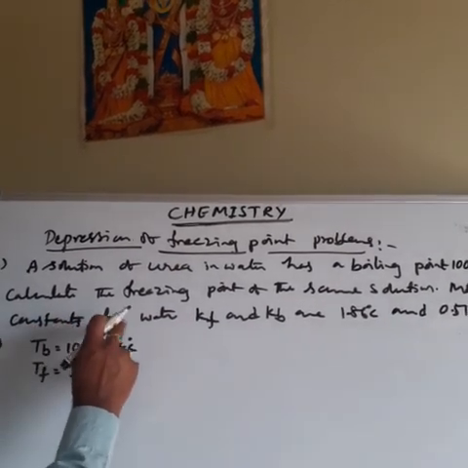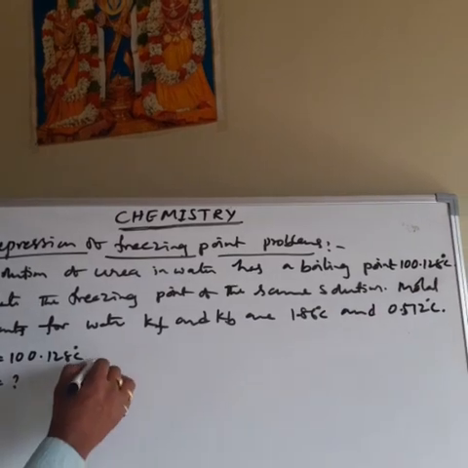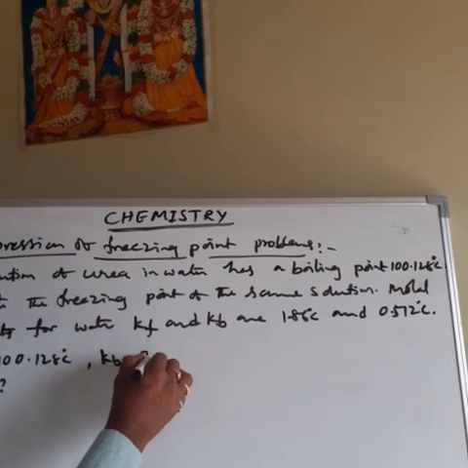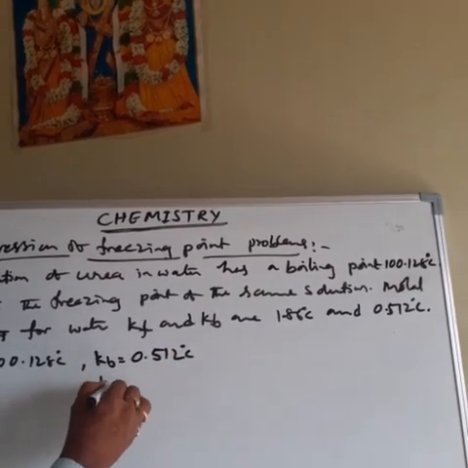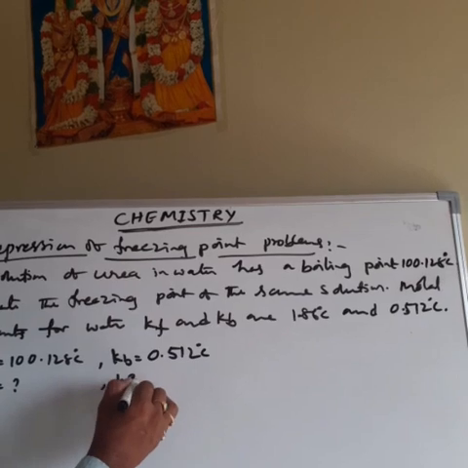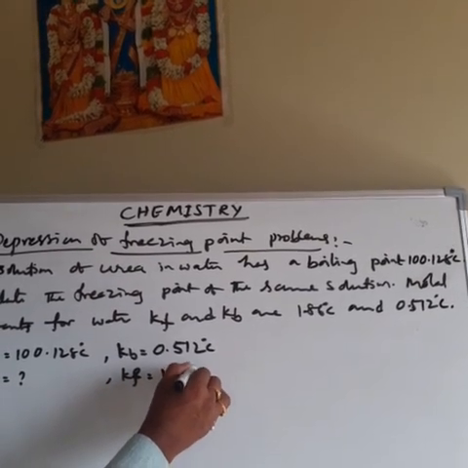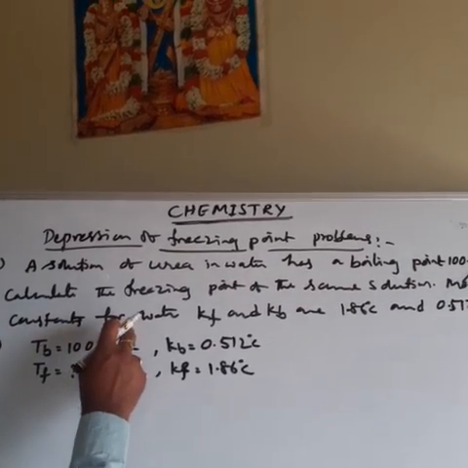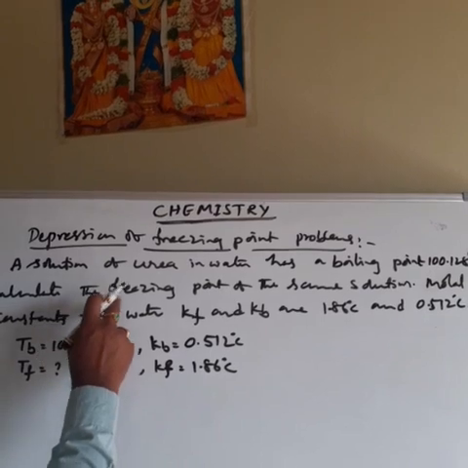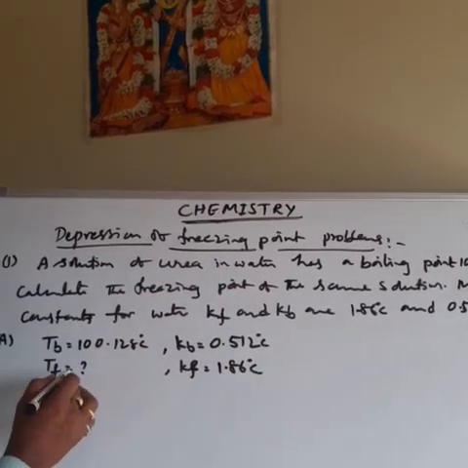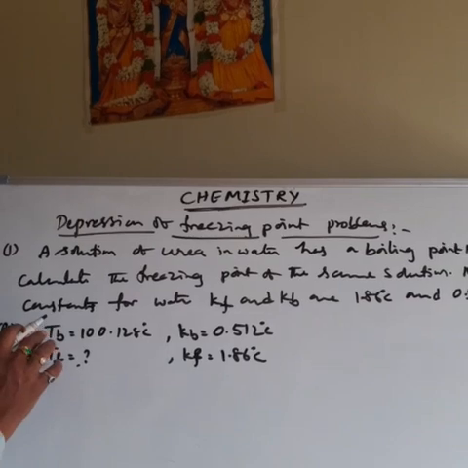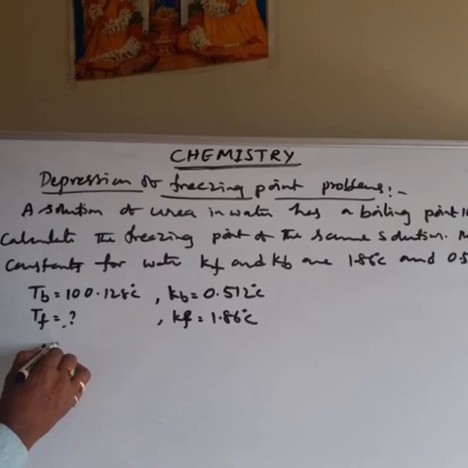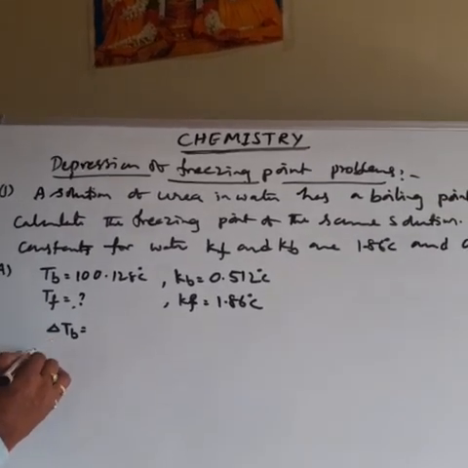Next, the molar constants of water, KF and KB values, they give. What do they give? KB value is 0.512 Celsius degrees. KF value is 1.86 Celsius degrees. We have to find out the freezing point of the same solution. So TF value we have to find out from this TB, KB and KF value. See here, first delta TB value we have to take. Delta TB, what is the formula?